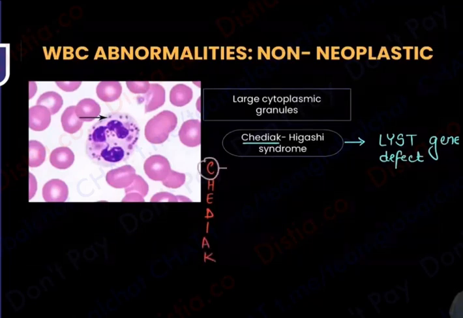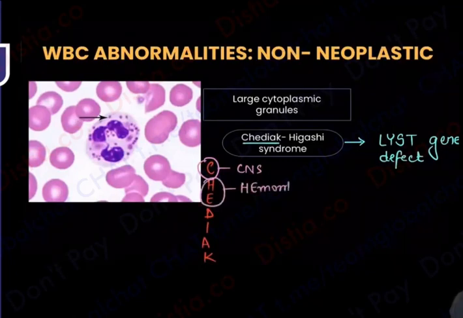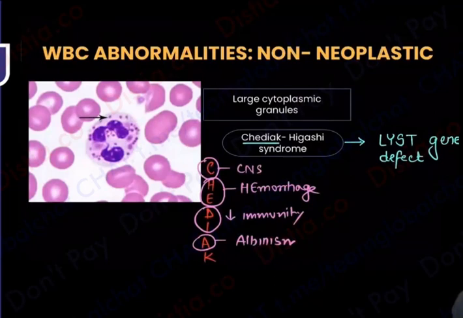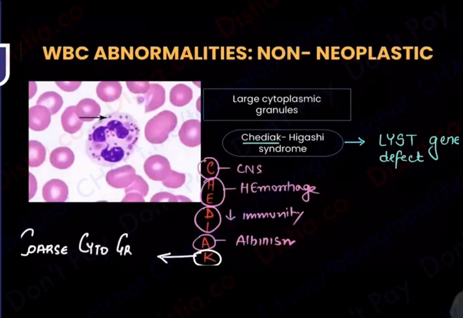What was C? C was for CNS alterations, neurological problems. H and E was for hemorrhage. The D and I was for decreased immunity. A was for albinism. The child had silvery gray hair. And finally, the K had coarse cytoplasmic granules. Coarse cytoplasmic granules, and that is why I have got you this picture over here.